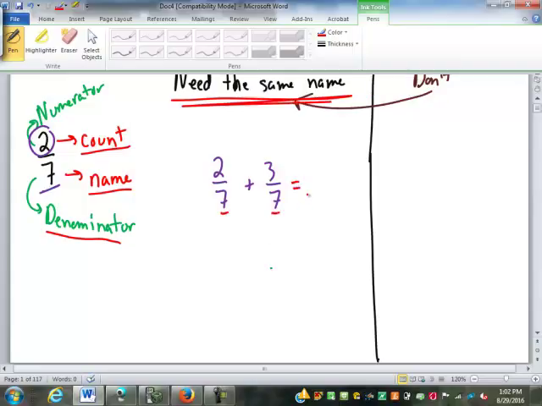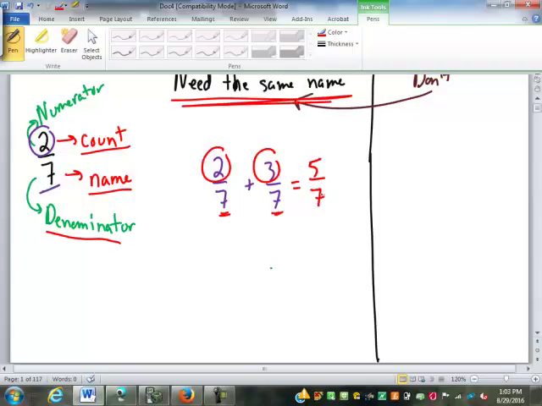When we add fractions, you combine the numerators and keep the common denominator. Again, not a special rule for fractions. Every number, you add the counts, 2 plus 3 is 5, and you keep the same name, 7ths.